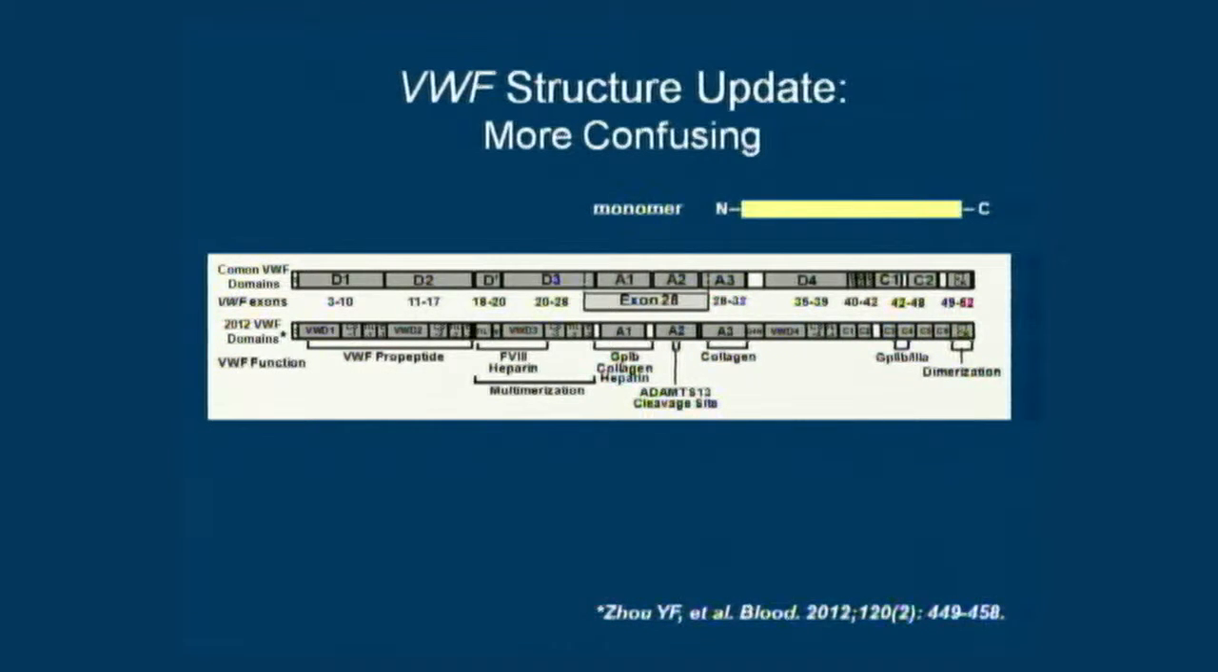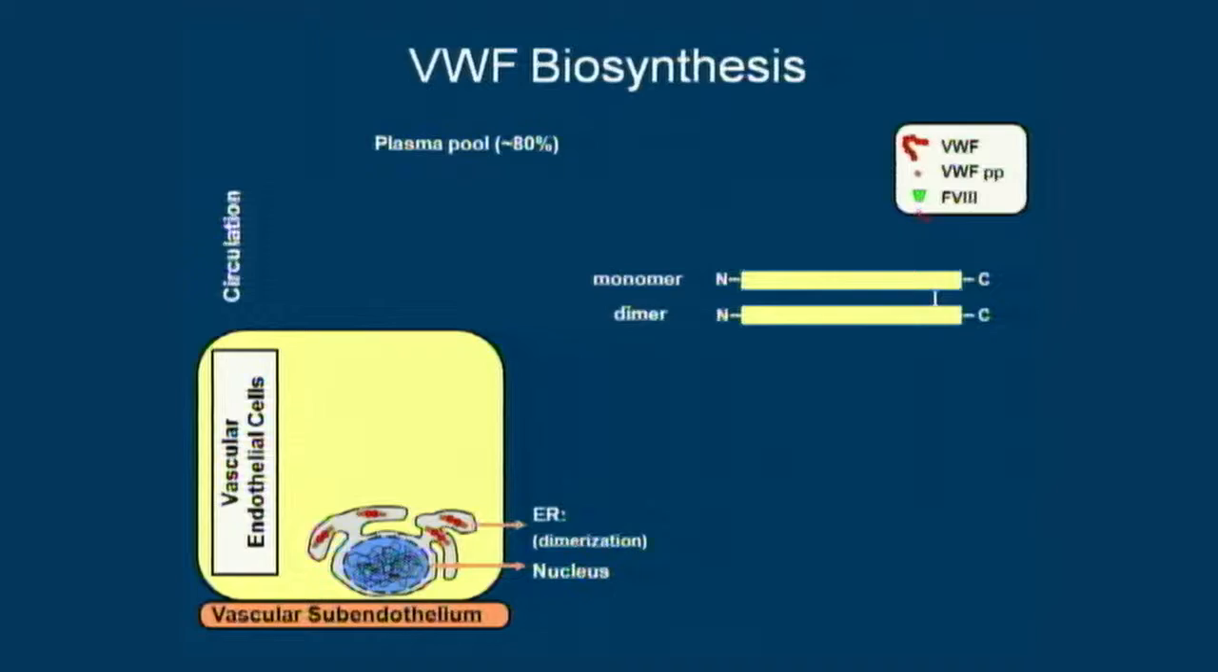Oh, and I forgot to say, lately it's been proposed to make the structure even more confusing, but I would say that we can stick to the original domains. This new proposed architecture is really just breaking down each of these repeats into mini repeats. So a D domain consists of each of these elements, and you can see that they're repeated. I think I understand why, and it's totally true that this is the structure of von Willebrand factor, but I'm hoping for simplicity's sake that we stick with the older nomenclature, and I'm going to use that nomenclature in this talk.